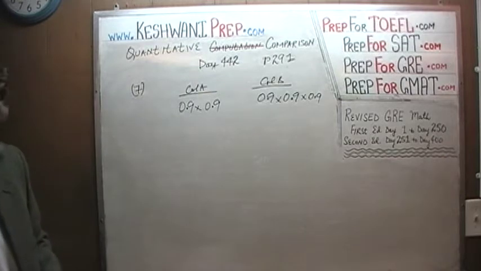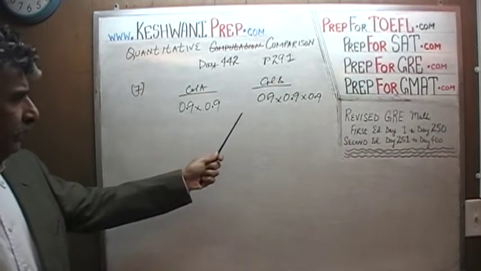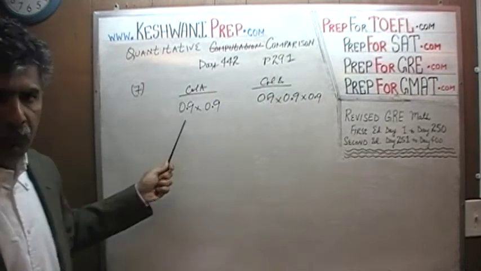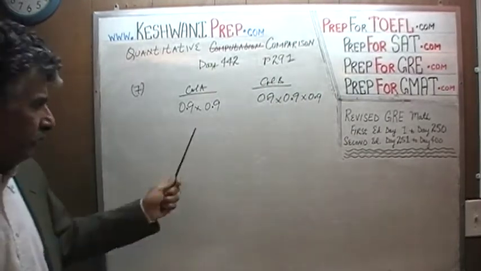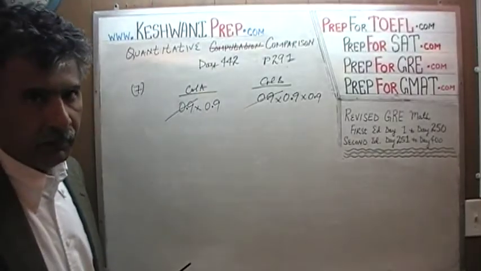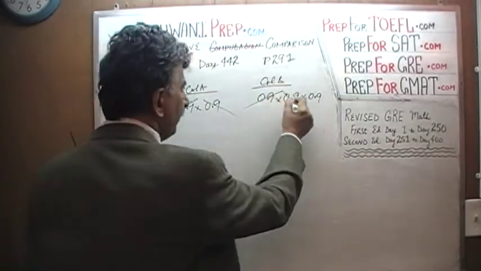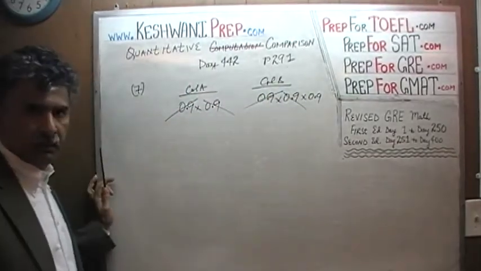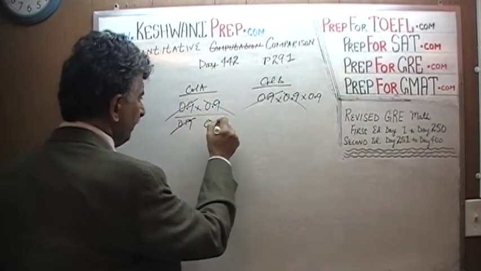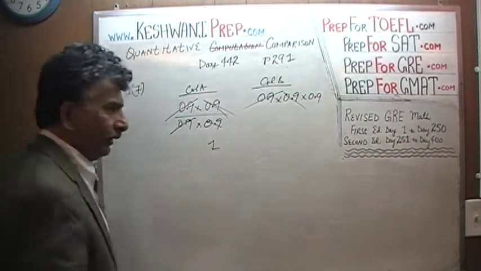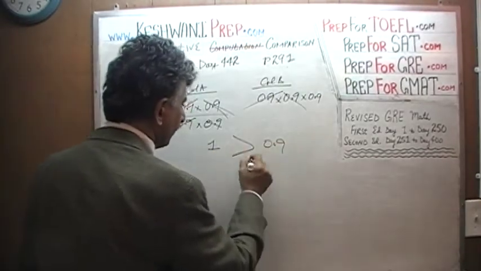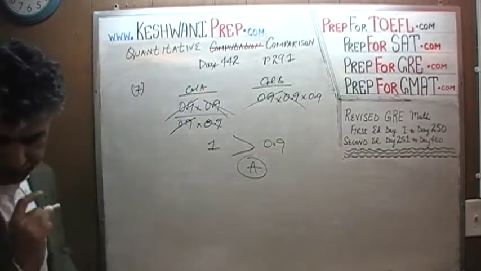Okay, here we go. Here we have 0.9 times 0.9, and here we have 0.9 times 0.9 times 0.9. I see 0.9 here, and we see 0.9 here. Why don't we divide both columns by 0.9? If we divide both columns by 0.9, one of the 0.9 drops out. Let's do that again, and divide both columns by 0.9. What are we left with? That's the important part. If you divide by 0.9 the first time and then again by 0.9, what we are left with is 1, not a 0. We're not left with 0, we're left with 1. 1 versus 0.9. 1 is greater. The answer is A.